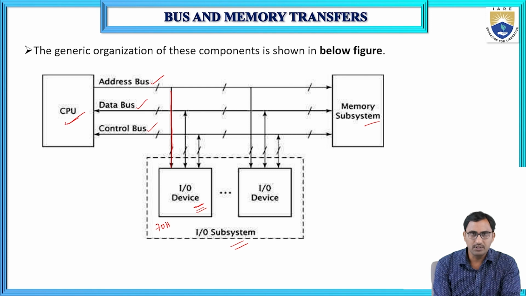So suppose the CPU wants to access the device with 70 as address. That address information will be sent through the address bus to the IO device. If the address generated by the CPU matches the address of the IO device, then that particular IO device will be connected to the CPU so that it can access the data. In this way, the CPU can access any IO device using that particular unique address.